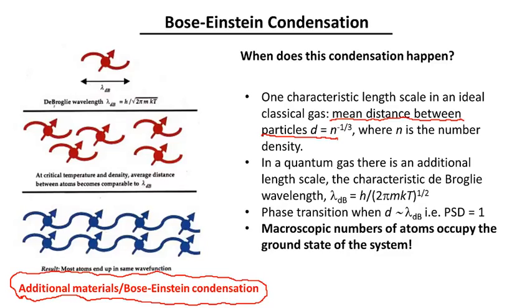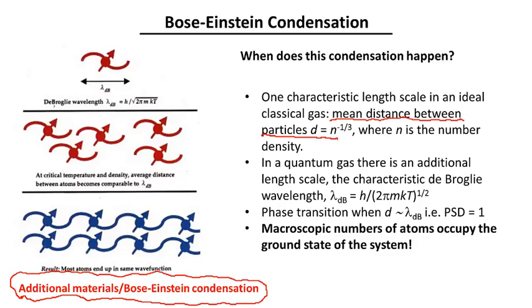In the quantum gas, there is a new length scale that's introduced through the de Broglie wavelength. And it's a wavelength that depends upon the temperature. It depends upon the mean thermal energy of the gas, you might say. So the interesting physics occurs when these two length scales become comparable. In other words, when the phase space density of the system approaches 1.